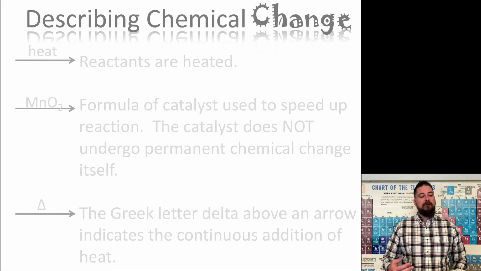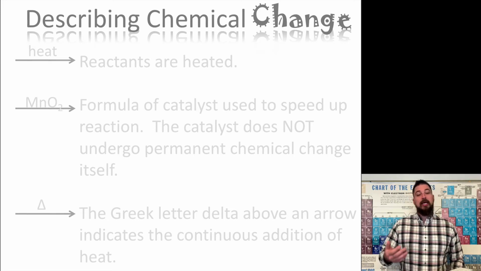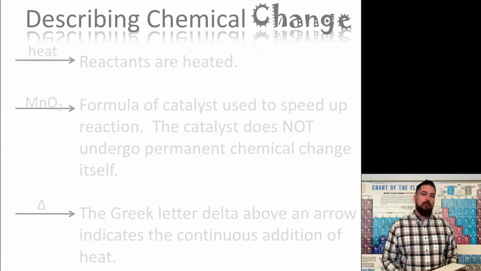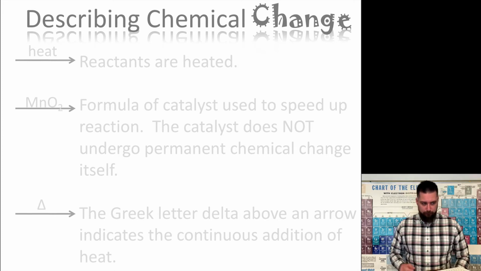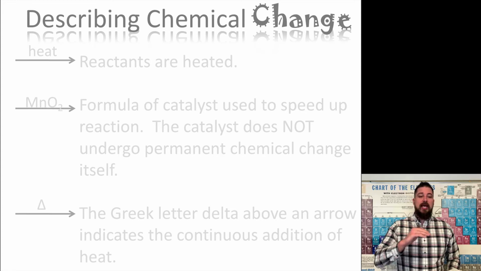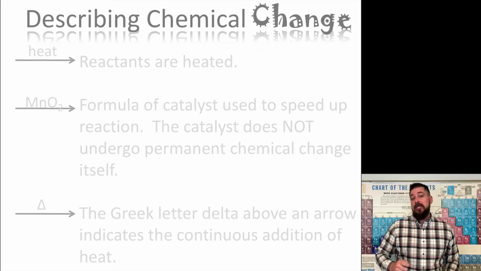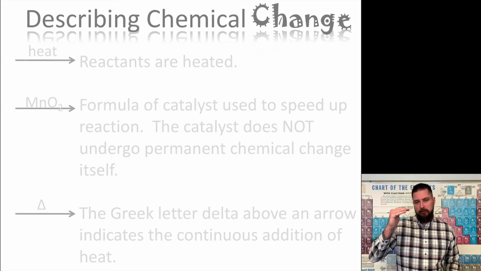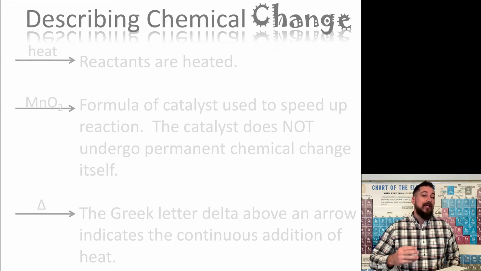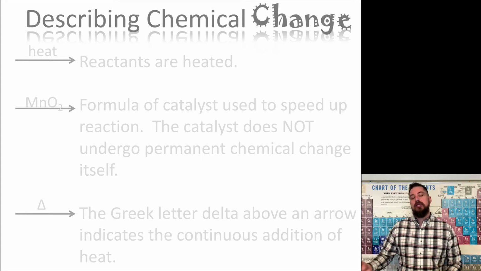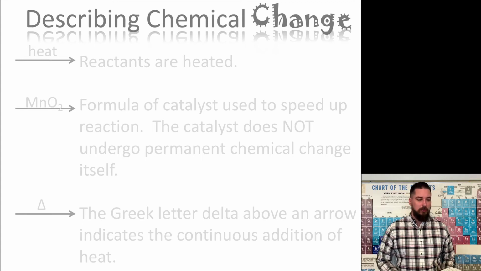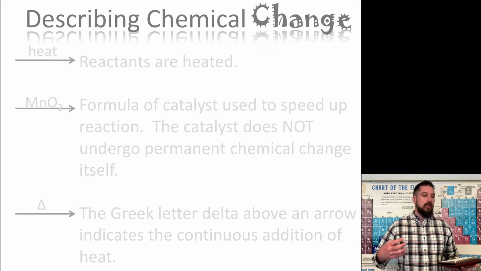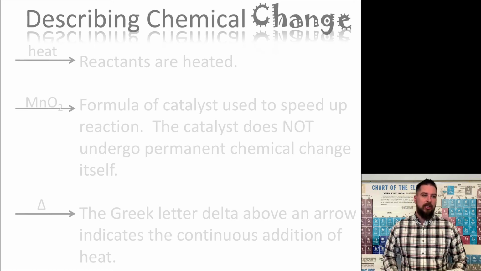If you have something above the yield sign, that is telling you the condition in which that chemical reaction must occur. For example, notice how the first one has the word heat above it. That means that you have to add heat to the reactants for the reactants to react together. The second one is a catalyst. Notice how there's some compound above that. A catalyst is something that facilitates the chemical reaction but is not actually part of the chemical reaction. It just initiates the process.